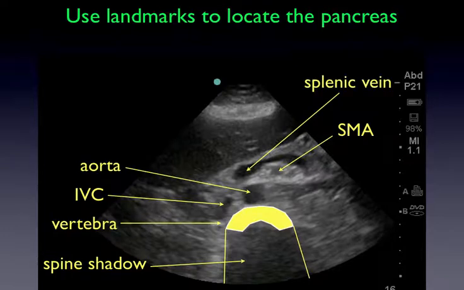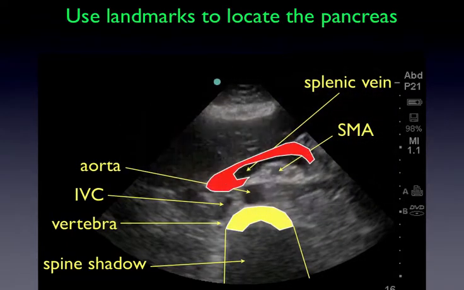Now where's the pancreas? If you look around the splenic vein, the way I imagine it is think of the splenic vein as a lake. The shore around the lake, that's the pancreas. So take a look at the right side of the lake, the top of the lake, the left side of the lake. And now here's the pancreas, right above the lake. Let's look at another image.